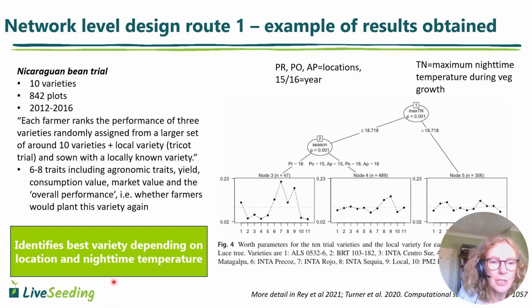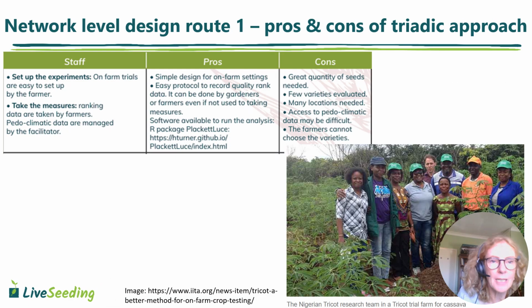Yeah, so it just identifies the best variety depending on those things. And here's some pros and cons. And you can see there an image from a place in Nigeria, the IITA, International Institute of Tropical Agriculture, using these approaches a lot with farmers in Africa. So the setup of experiments is pretty easy for the farmer.